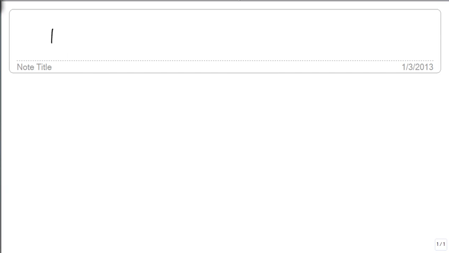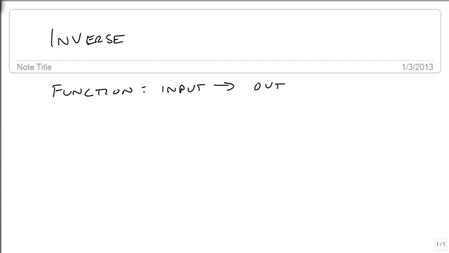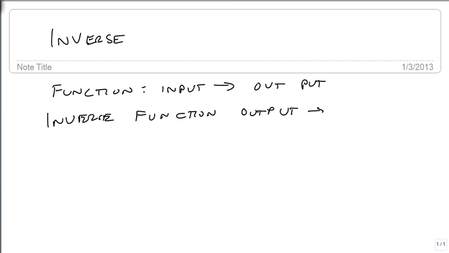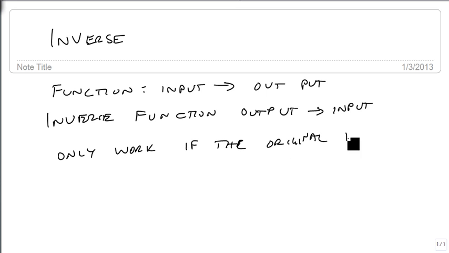Our next concept is what we call inverses and how we find them. The definition of an inverse is: if we have a function that takes an input and produces an output, the inverse function takes the output as its input and returns the input. It's important to recognize that inverse functions only work if the original is 1-to-1. If it's not 1-to-1, it doesn't have an inverse.